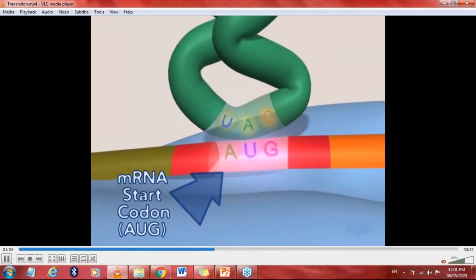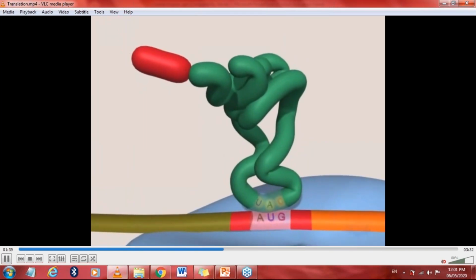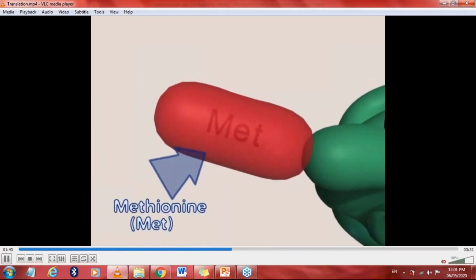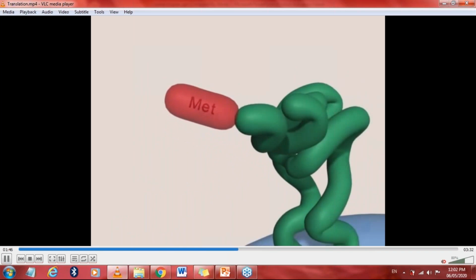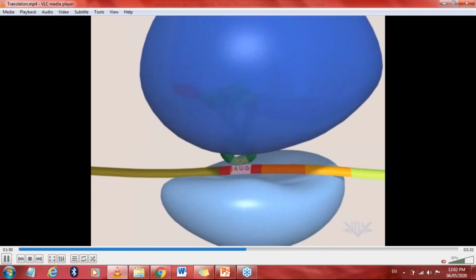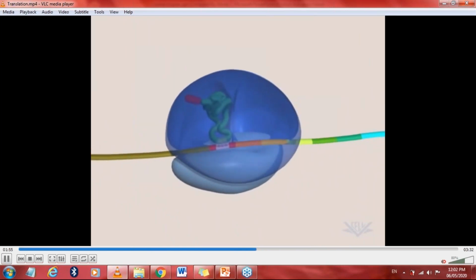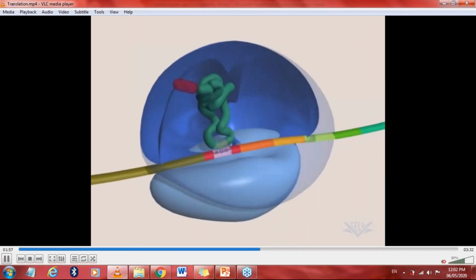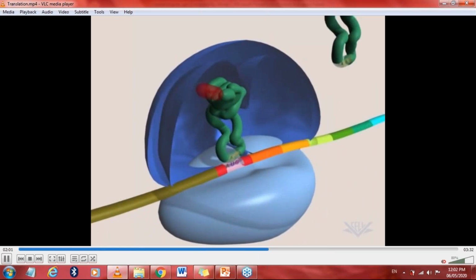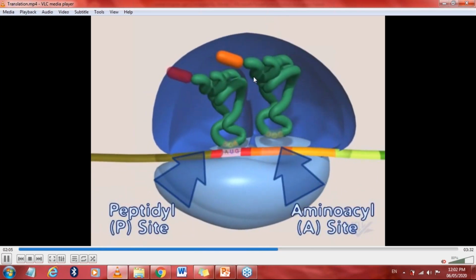Now our synthesis will start. Methionine. It has brought one methionine amino acid. Now just see, this larger subunit has covered this particular thing. As I told you, there are three sites: A site, P site, and E site. So now it is in the P site. Now a new tRNA is coming with a new amino acid. As you can see, this orange is the new amino acid.